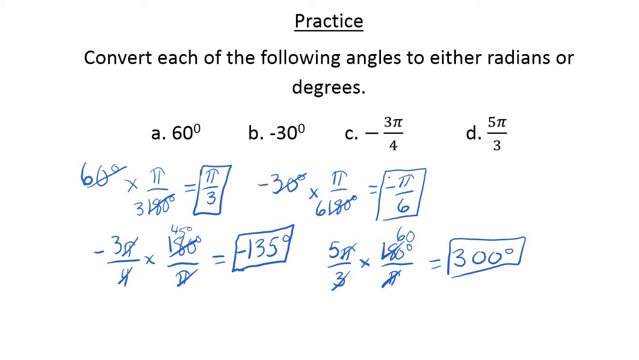So depending on what you're set up in, if you are in degrees, you're going to multiply by pi over 180. If you are in radians, you're going to multiply by 180 over pi, and that is how we do it.